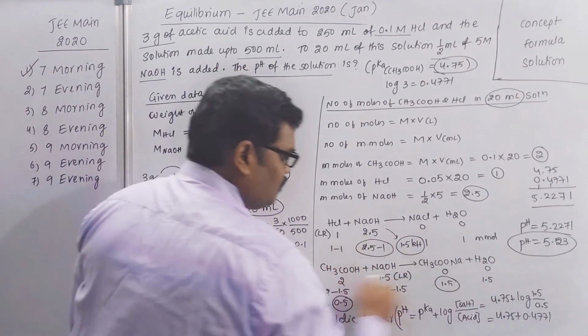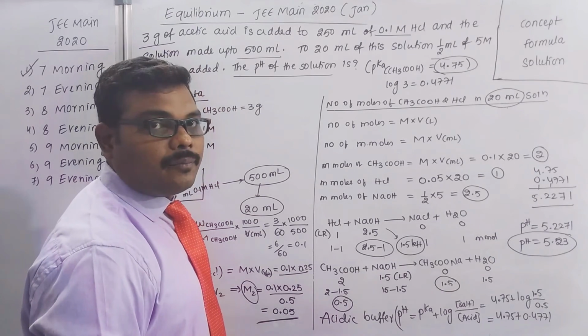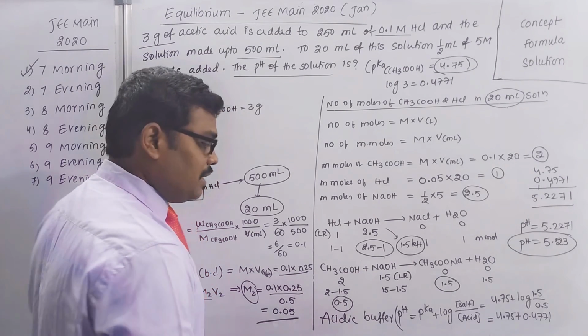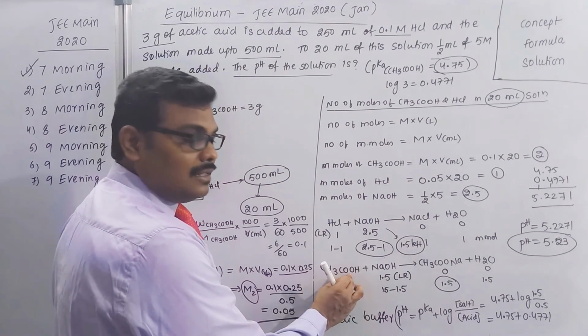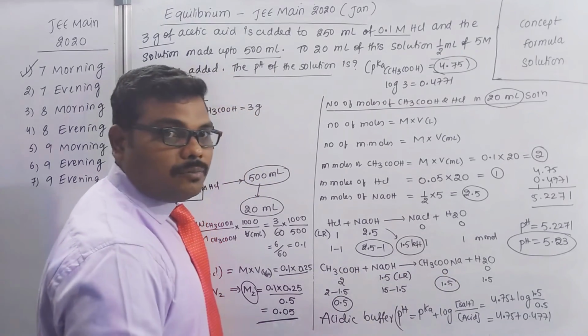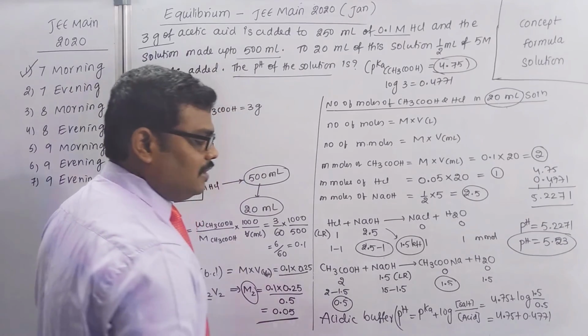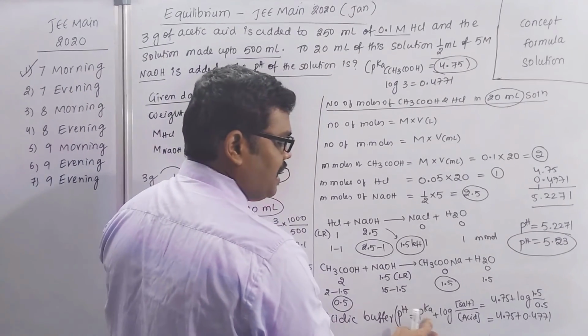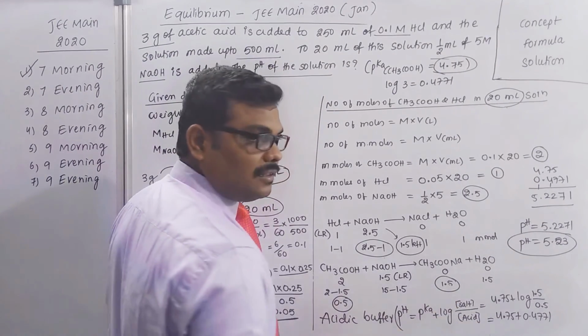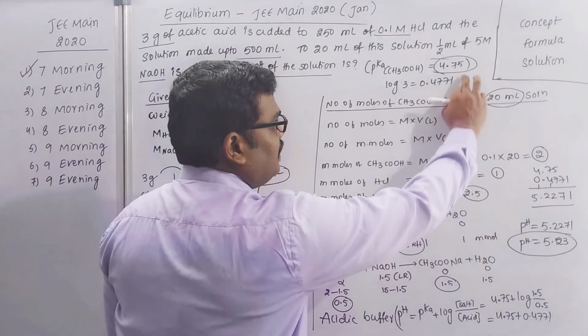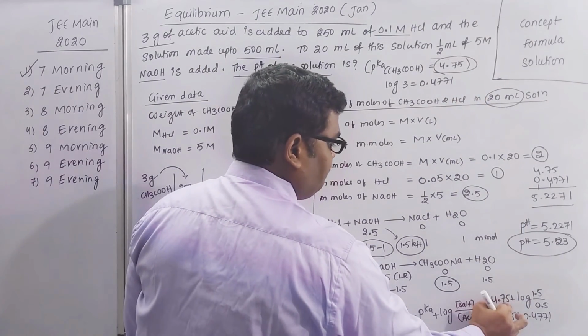So if you take this total solution, it becomes an acidic buffer. How do we say it is an acidic buffer? Because it becomes a mixture of a weak acid and the salt of the weak acid with a strong base. So it is an acidic buffer. The formula to calculate the pH of an acidic buffer is pKa plus log salt by acid. Your pKa value is given, that is 4.75, as substituted here.